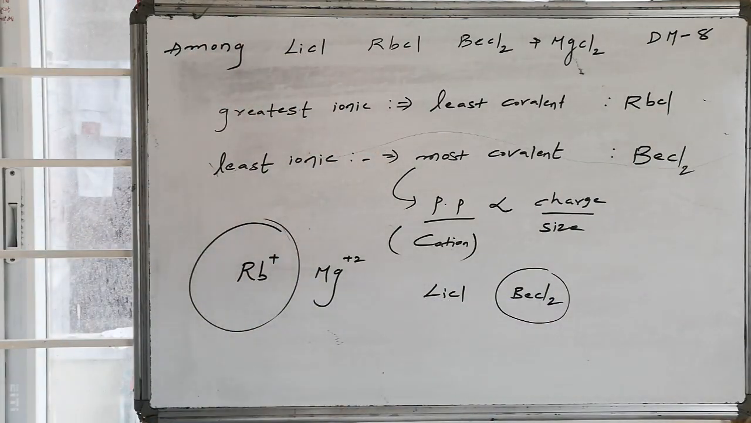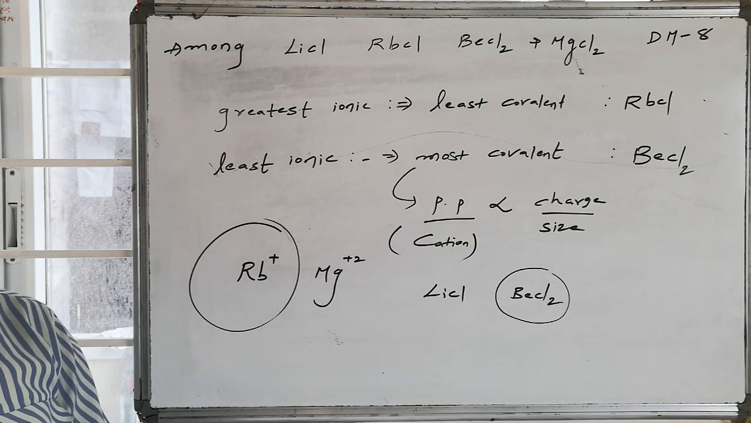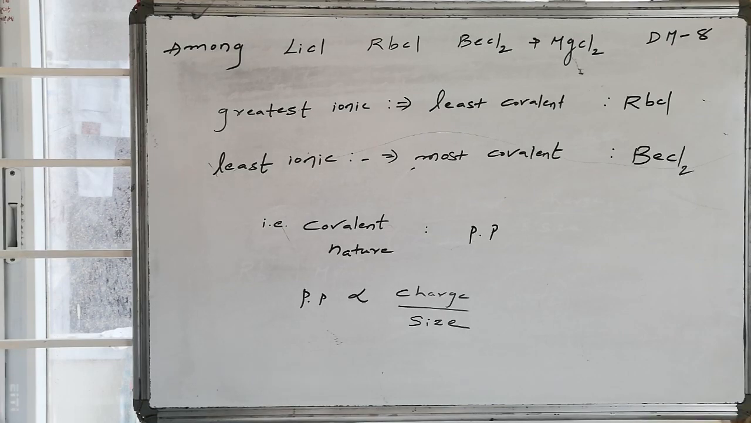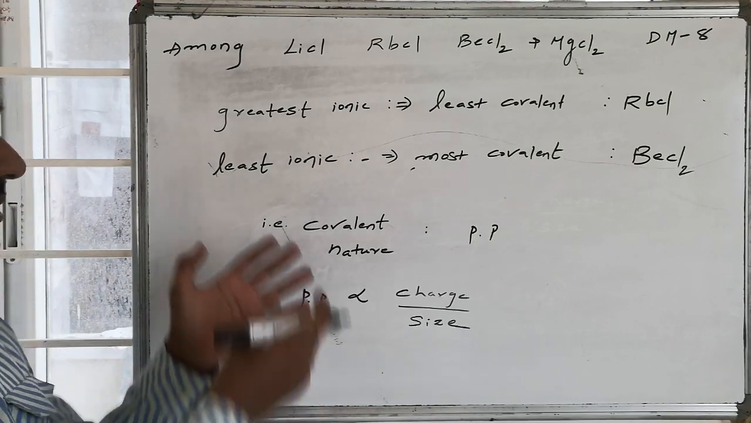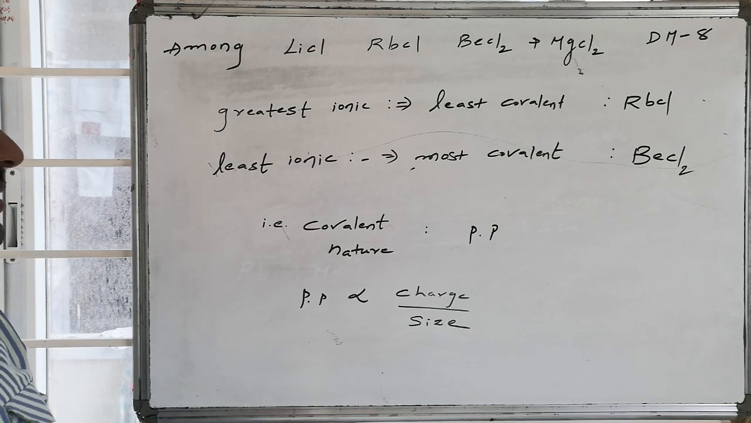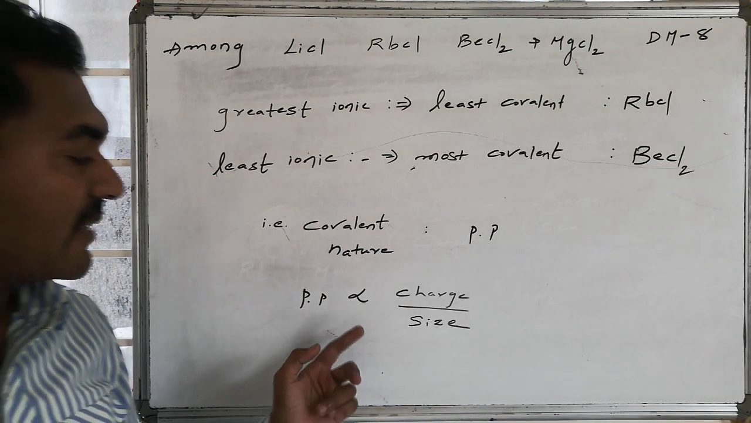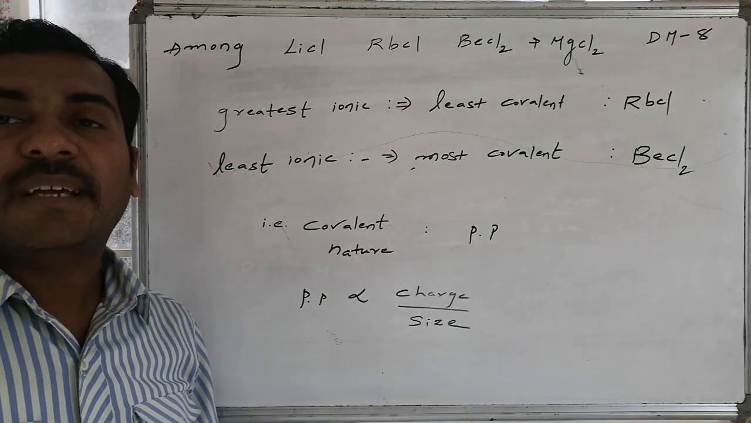So therefore polarization power of the cation, here the deciding factor is the cation. Cation nature decides the corresponding relative covalent character. The more the polarization power, higher will be the covalent character. The less the polarization power, lower will be the covalent character. So in conclusion we can say that covalent nature, here as the anion is the same, is decided by the cation. The cation's deciding thing is polarization power. That polarization power of the cation is directly proportional to the charge present on the cation and inversely proportional to the size present on the cation.